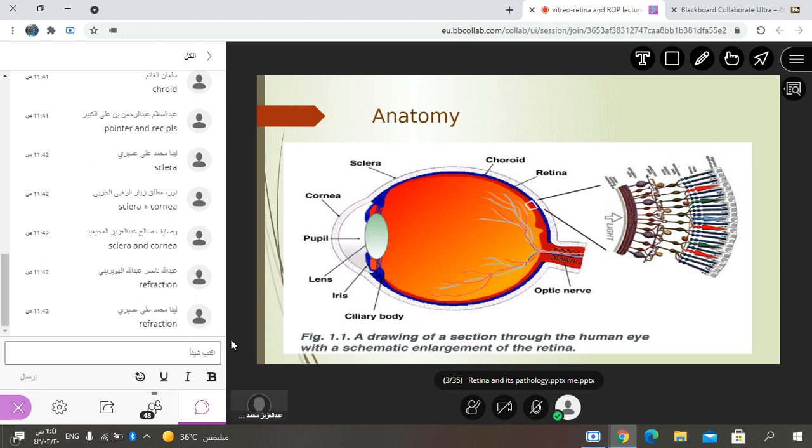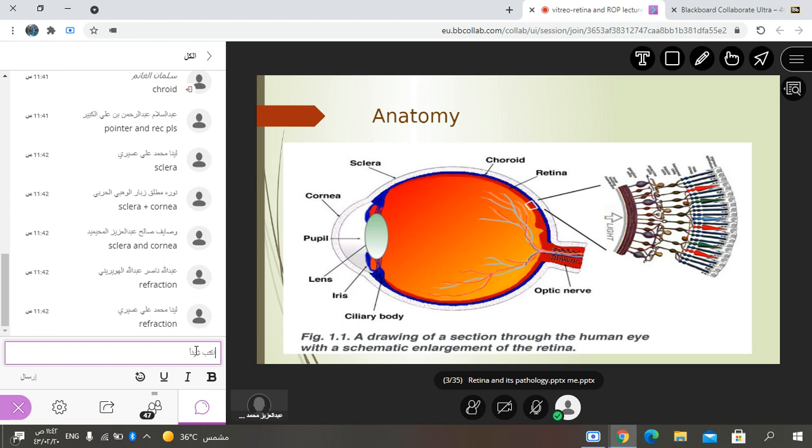The inner layer, and this is forming what? The retinal layer. The retinal layer anatomically we can divide into the center, which is the macula, and the periphery, which goes till the end of the retina in the peripheral region, which is attached to the pars plana of the ciliary body. That's what is called the ora serrata.